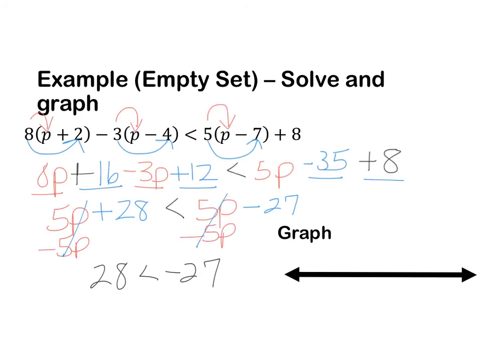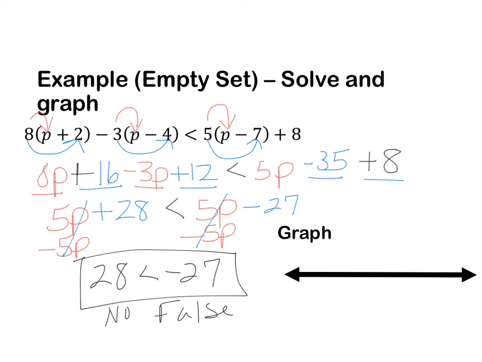Alright, if you solve this inequality correctly, you should have gotten 28 is less than negative 27. Your variables should have all canceled out and you're just left with two numbers. Now because you're left with two numbers, you have to look at this inequality here and say, is that a true or a false statement? Is 28 less than negative 27? And you should know that no, it's not. So this is a false statement, a false inequality.